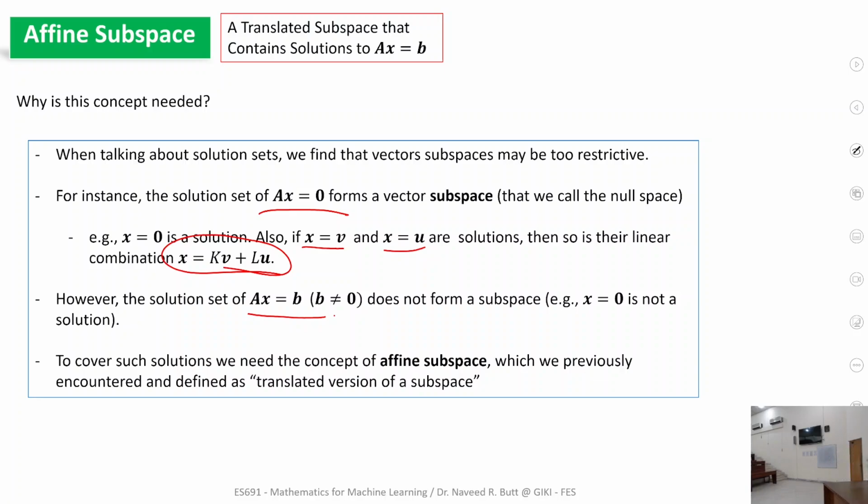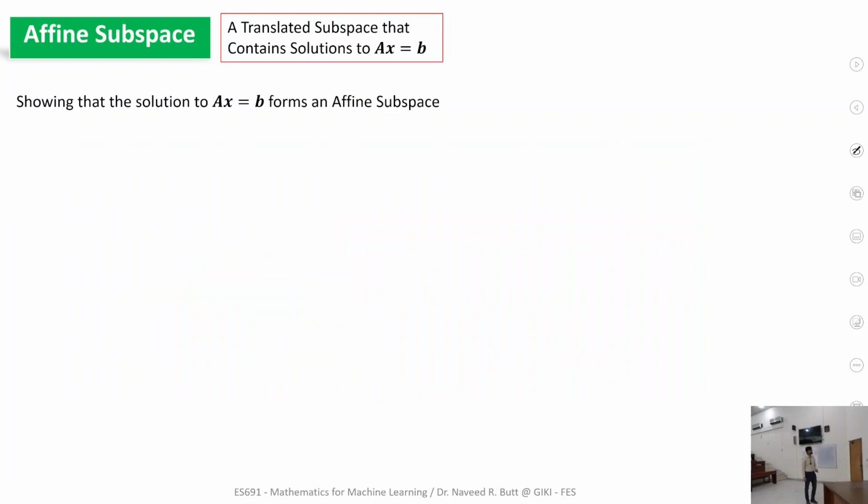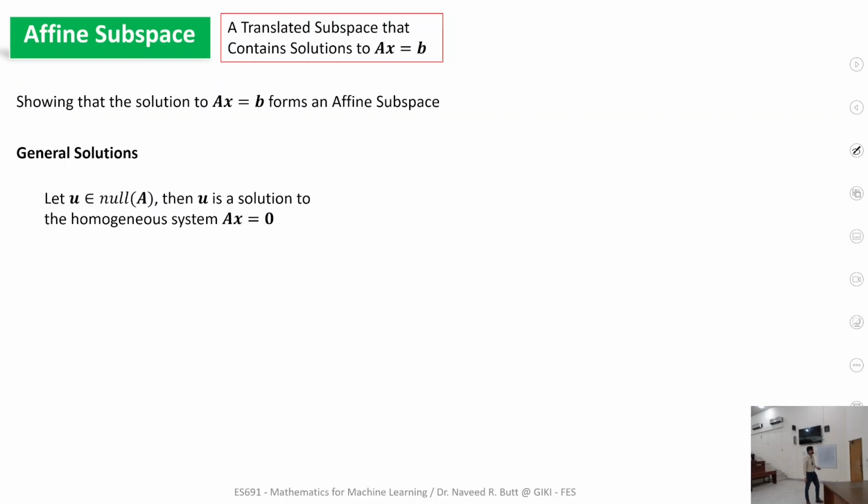But for this one, if b is not 0, this does not form a subspace, showing that the solution Ax will form an affine subspace. Very simple. Let's say we have u in the null space of A, ठीक है, उसके अंदर है. Then u is a solution to the homogeneous equation. यही आप करते हैं ना, पहले आप एक जनरल सोल्यूशन निकालते हैं, ये आप कर रहे होते हैं, राइट? फिर आप एक निकालते हैं पर्टिकुलर सोल्यूशन.